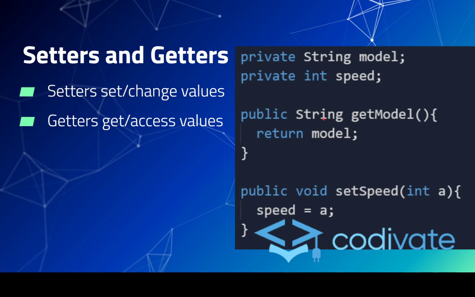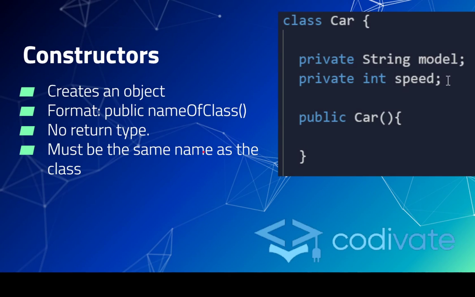So if I want to get the model, I would say print, and then I would call getModel inside of the print. It's going to return whatever's in the model variable, and then wherever I called it, it's going to print that out. So that's how methods work. Now I'm going to show you how constructors work, and then after that we're going to piece this all together, and it's going to make a lot more sense when you actually see examples.